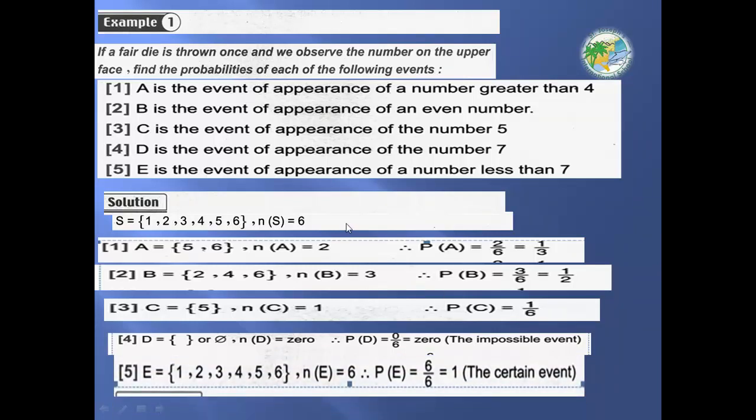Number 5, E is the event of appearance of a number less than 7. What are the numbers less than 7? 1, 2, 3, 4, 5, 6, all of them. So the number of outcomes of E equals 6. Then the probability of E equals 6 over 6 equals 1. This is a certain event.